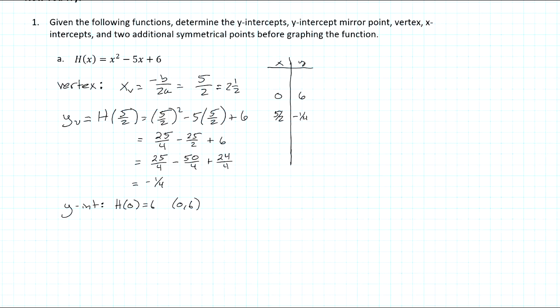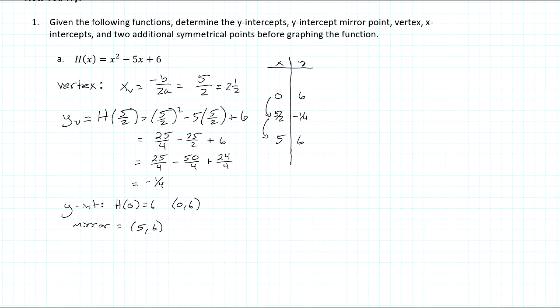And then if I want its mirror, I'm going to take this distance, that's 2.5, and I'm going to double it to a 5, and then this y value of 6 stays the same. So that mirror point is going to be the point 5, 6.